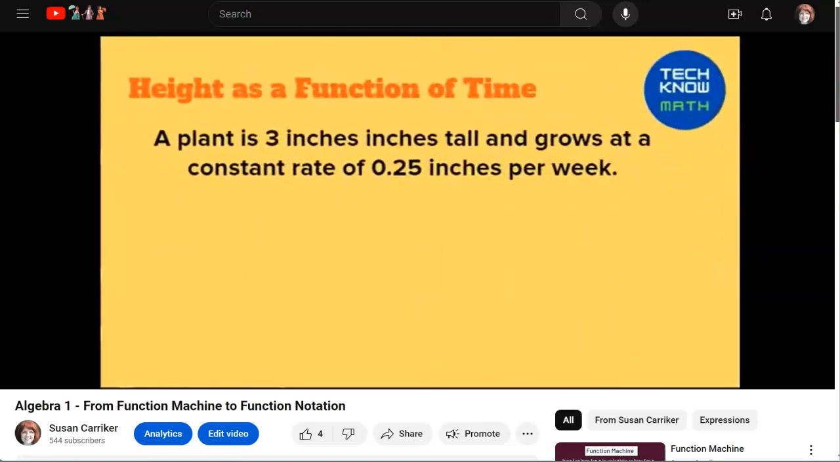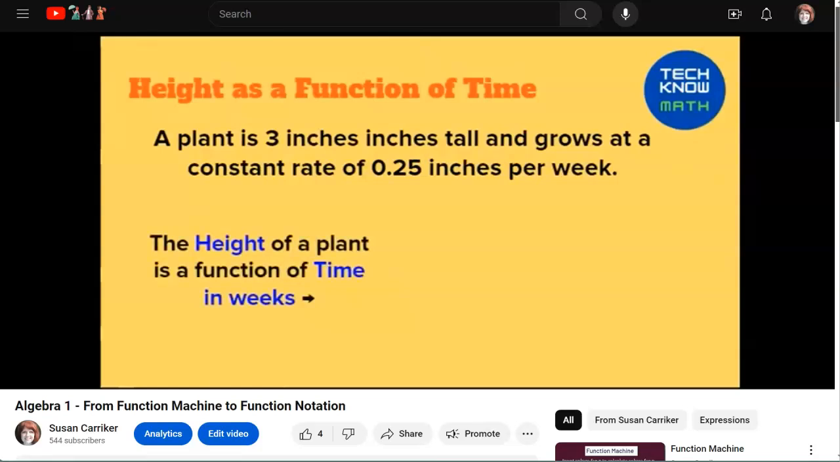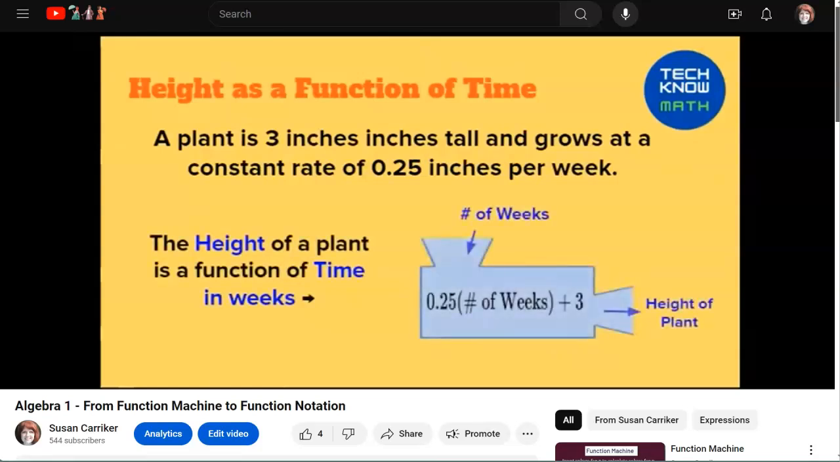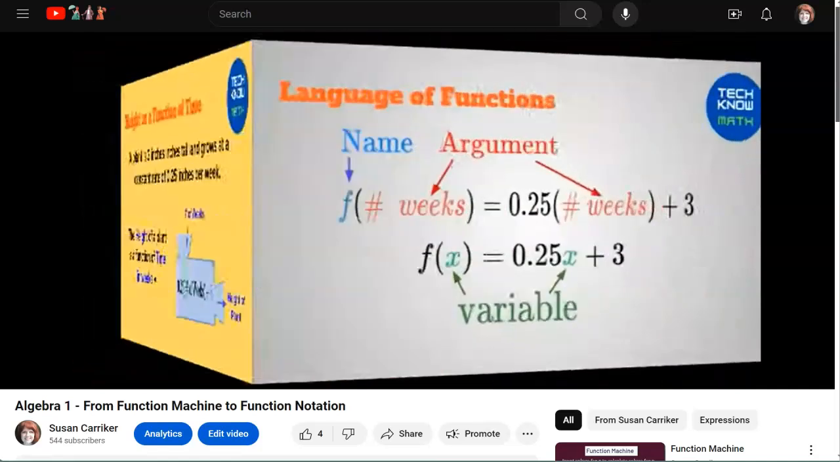Height as a function of time: in our function machine, we would input the number of weeks and output the height of the plant. If the number of weeks is multiplied by 0.25 and 3 is added to the result, the output will be the height of the plant in inches.